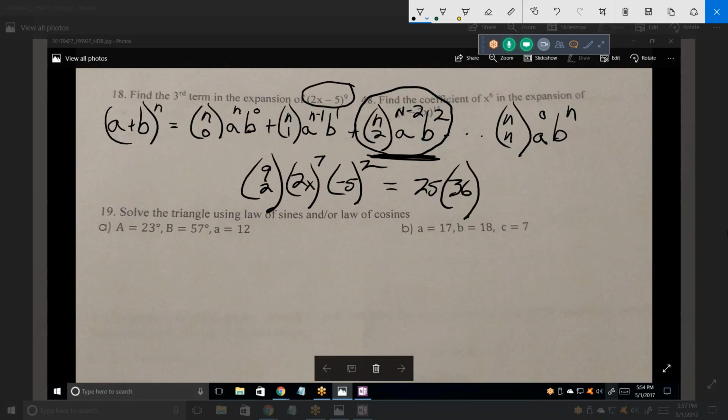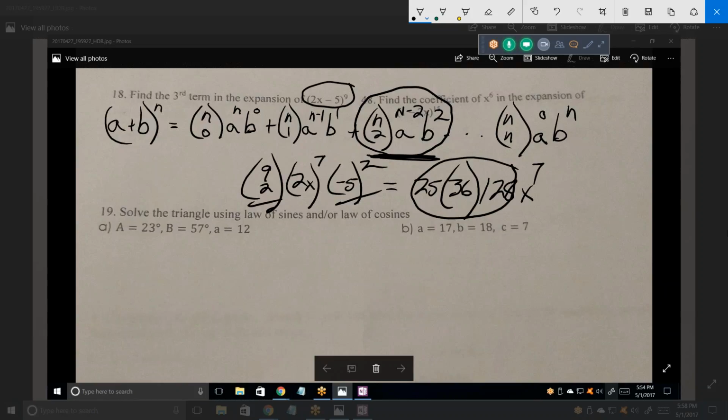So it's 25 times 36 times what? 128x to the 7th. Cool. And then you might want to multiply those three numbers together. So your final answer is some number times x to the 7th. That's it. That's how you do a binomial expansion.